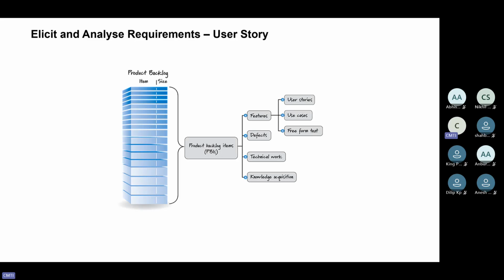If it is a feature, we can have user stories, use cases, as well as free form text. Anything you can have. These user stories will be analyzed and prioritized, and we will keep changing the product backlog.